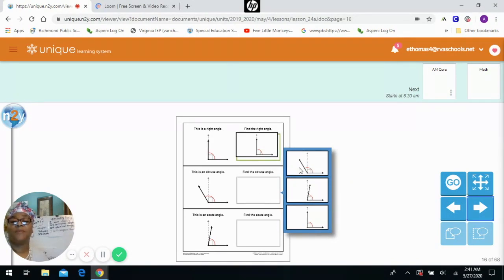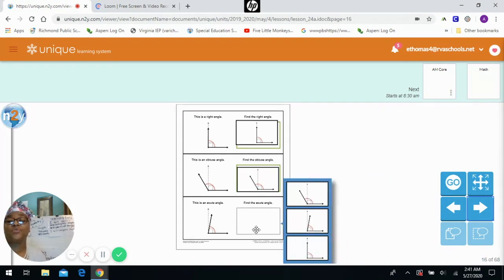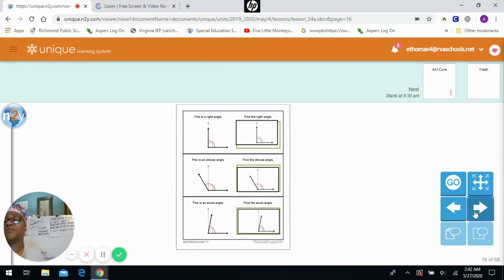So which one would that be? This one, or this one? Top, middle, or bottom? Top. Very good. Now find the acute angle. Remember, it doesn't have to be way too far away or real small from the right angle, as long as it's less than 90 degrees. So which one is it? Top, middle, or bottom? The middle. Very good. Good matching.